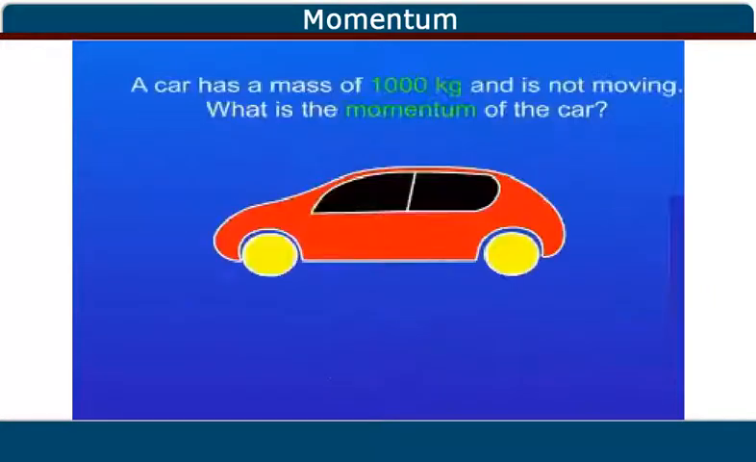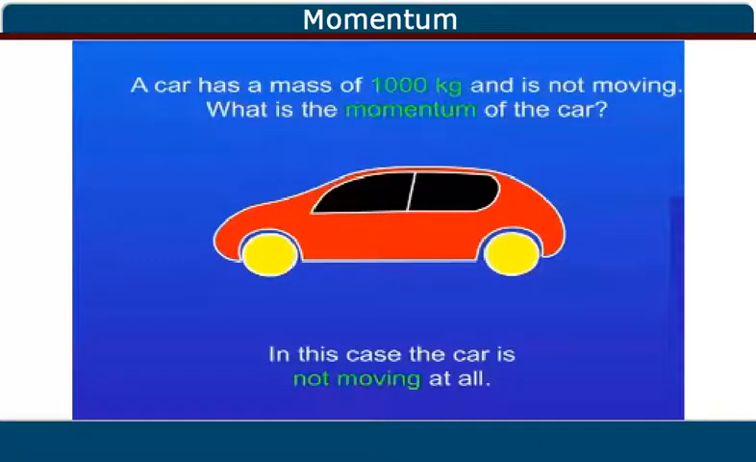Let's look at some examples. A car has a mass of 1,000 kilograms and is not moving. What is the momentum of the car? Pause the video and see if you can work this out. Since the car is not moving, its momentum must be zero.